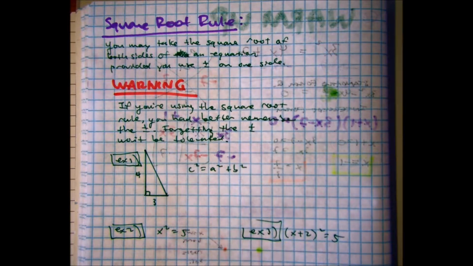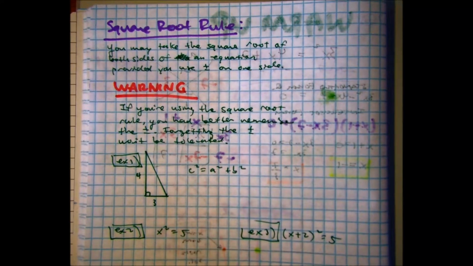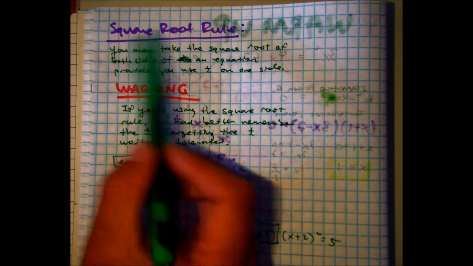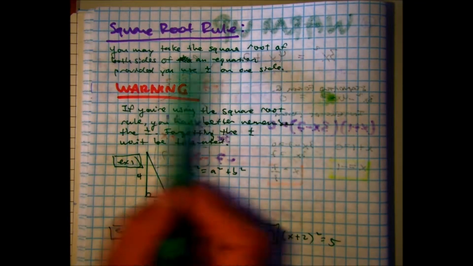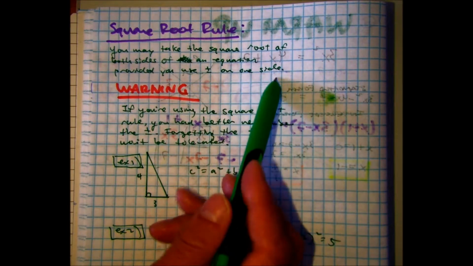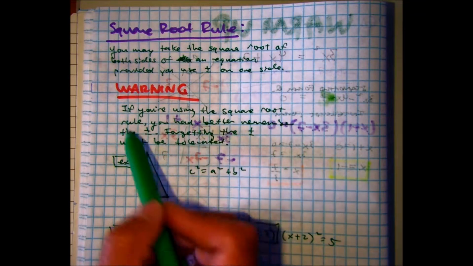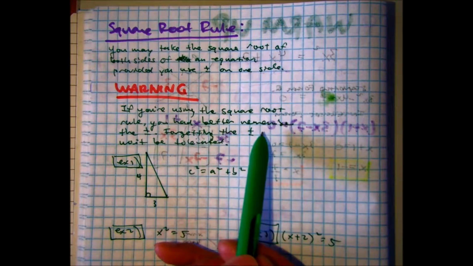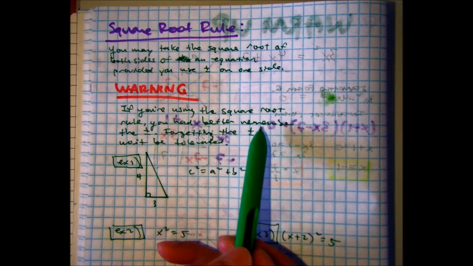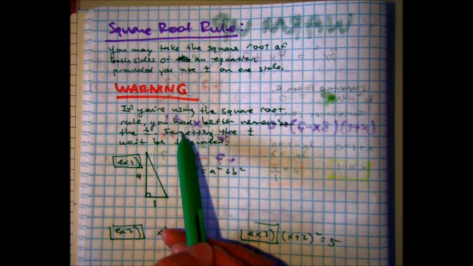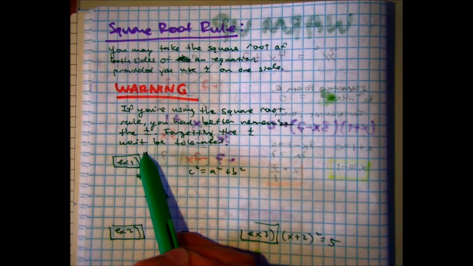Alright, so in quadratics, there are multiple ways of solving. And this one's called the square root method, or the square root rule. You may take the square root of both sides of an equation, provided you use the plus and minus on one side. Warning, if you're using the square root method, you had better remember the plus or minus. Forgetting the plus or minus won't be tolerated.